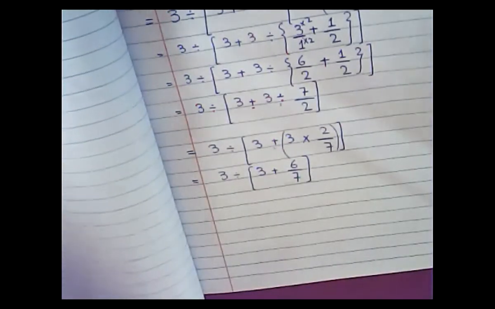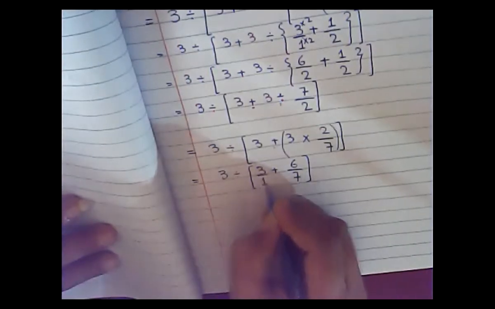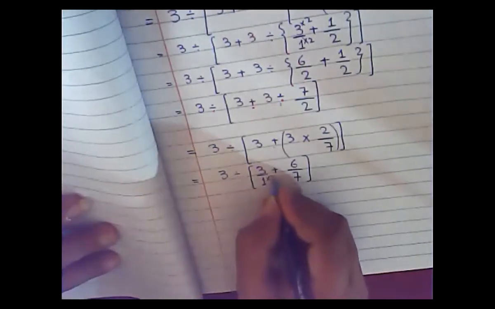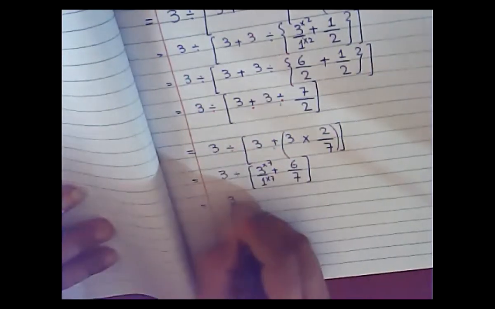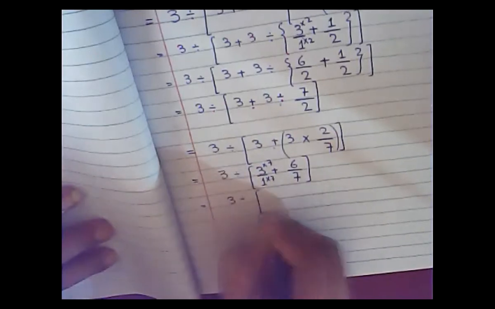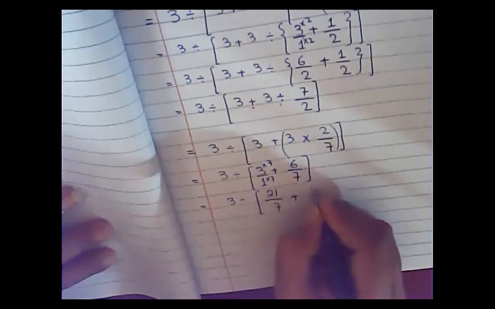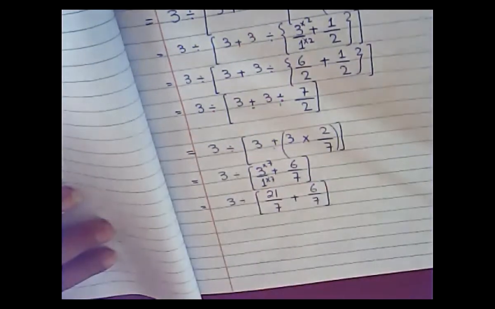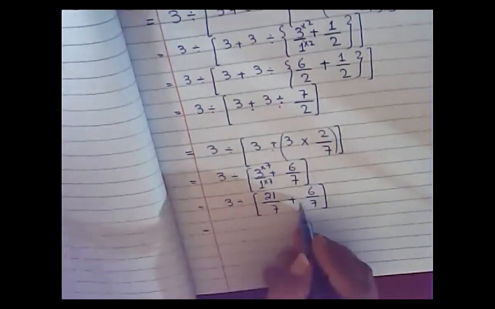Now what I have here is addition. I'm going to assume my denominator here is 1 and I have to make it 7. So I simply multiplied this 1 by 7. Similarly, this is by 7. So what I will get at the end, 3 divided by square bracket, 3 sevens are 21 upon 7 plus 6 upon 7. Now in the next step I'm going to simply add them up.